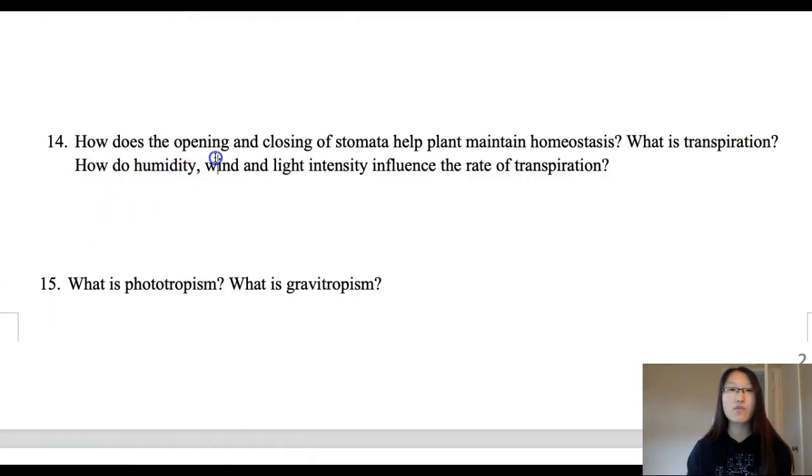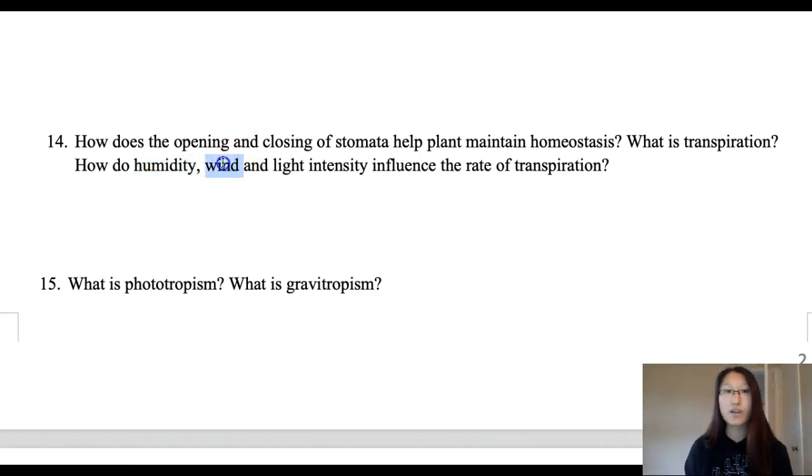How do humidity, wind, and light intensity influence the rate of transpiration? So how fast does transpiration happen, right? Transpiration is basically evaporation, except it's done at the leaf. So when it's more humid outside, right? If you were to dry your clothes outside when it's humid, it doesn't work so well. So humidity slows down transpiration, because the difference in water potential, or the amount of water in the air versus in the leaf, is not so different, so it's hard to evaporate.